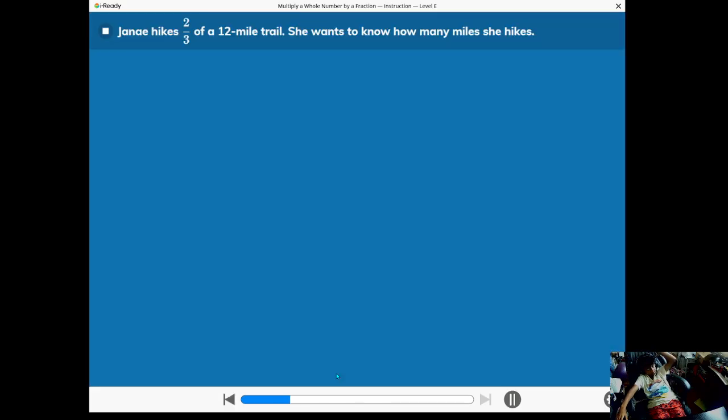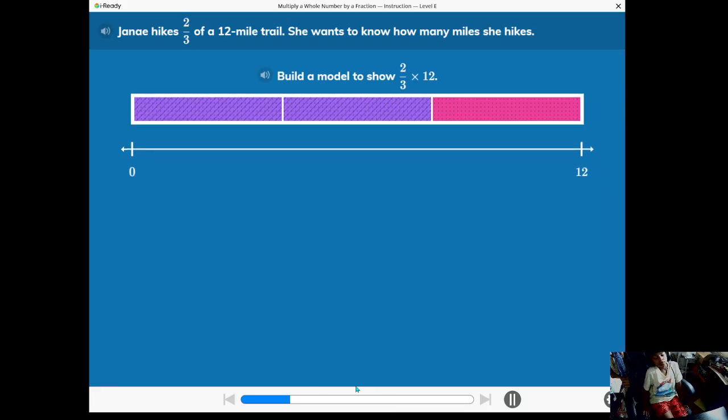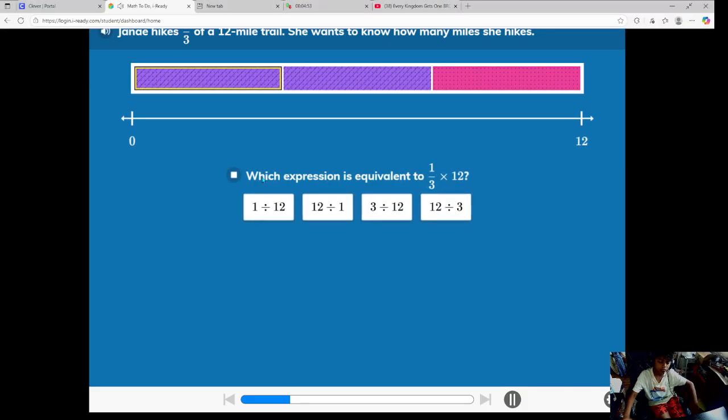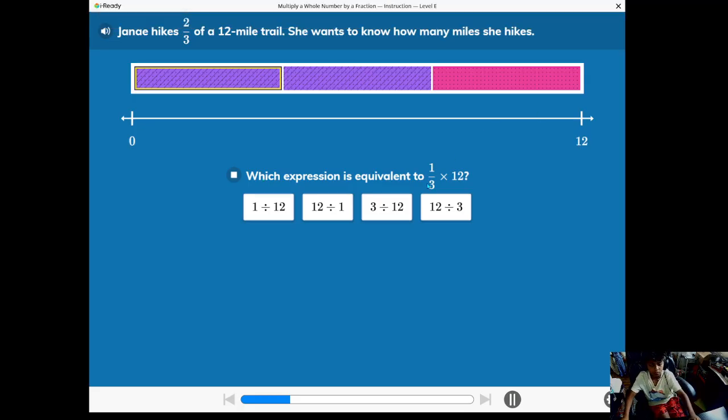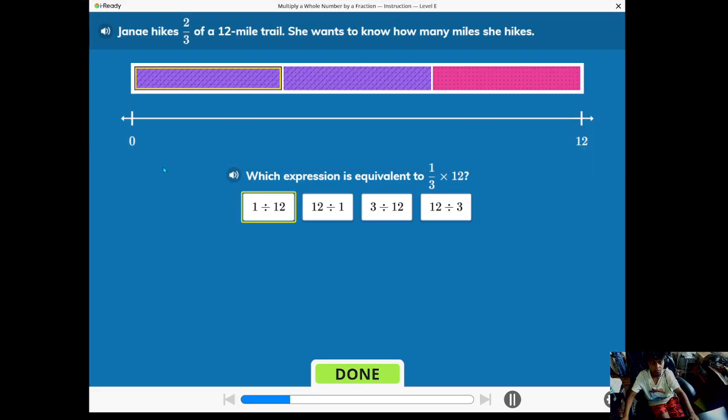Janae hikes 2/3 of a 12-mile trail. She wants to know how many miles she hikes. Build a model to show 2/3 times 12. To find 2/3 of a 12-mile trail, first think about 1/3 of 12. Which expression is equivalent to 1/3 times 12?